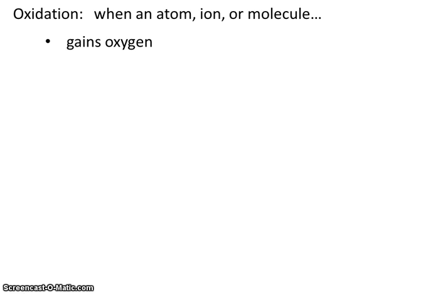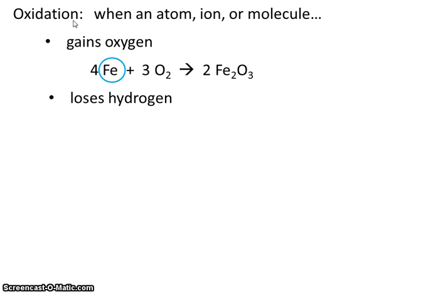In this video, I'm going to provide for you 4 definitions of oxidation and 4 definitions of reduction. Oxidation is when an atom, an ion, or a molecule does one of these 4 things. Gains oxygen. For example, here we have iron turning into rust. So in this case, iron is gaining oxygen. So iron is being oxidized.